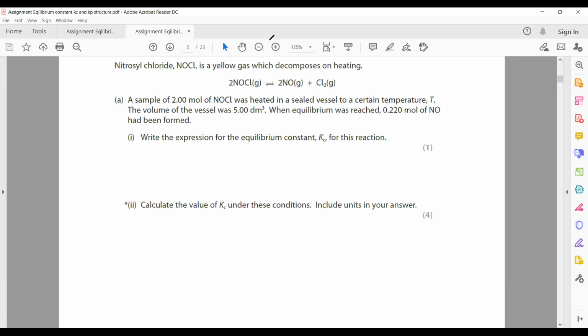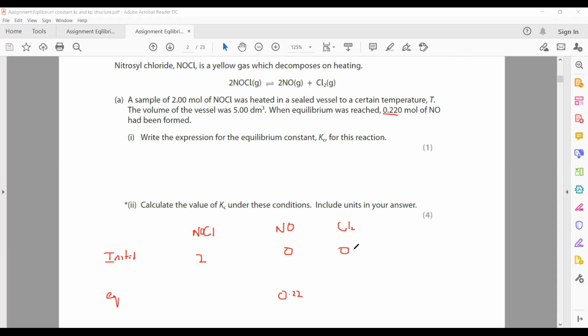First we should know the moles at equilibrium. If I write this equation, NOCl, NO and Cl2, how many moles are there in the beginning, the initial number of moles? NOCl, a sample of 2 moles of NOCl. So originally 2 moles, heated in a sealed vessel. Originally there was no product, but when equilibrium was reached, how many moles? 0.22 moles of NO were there.